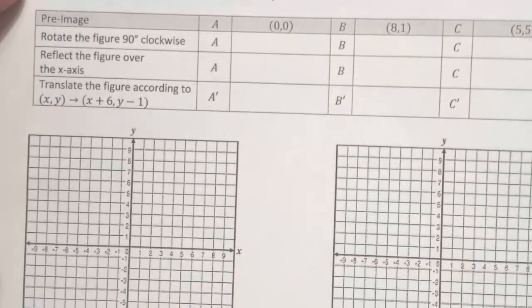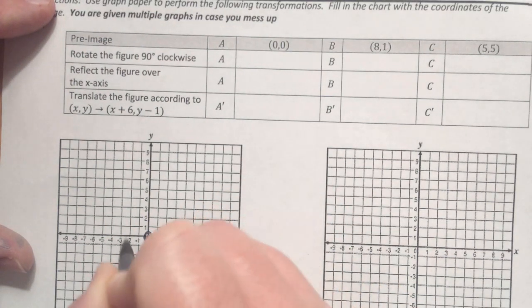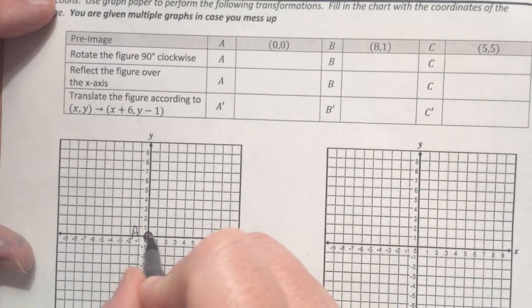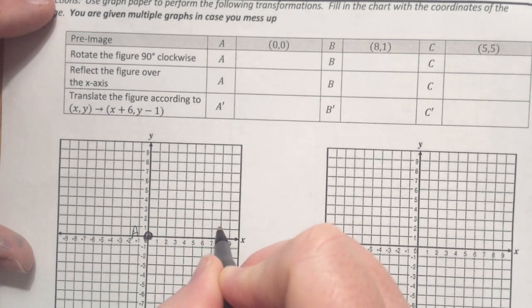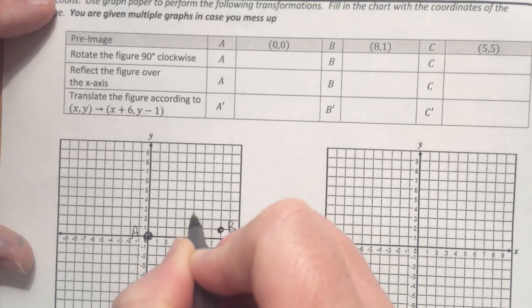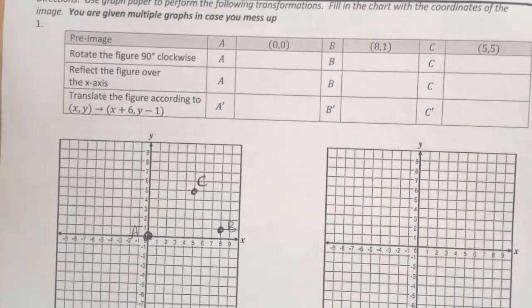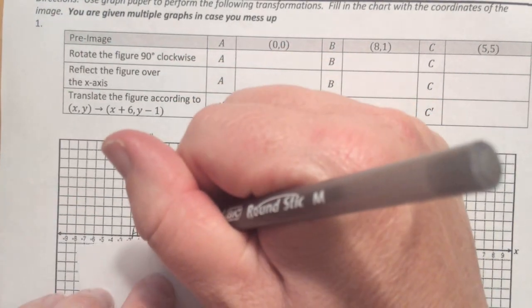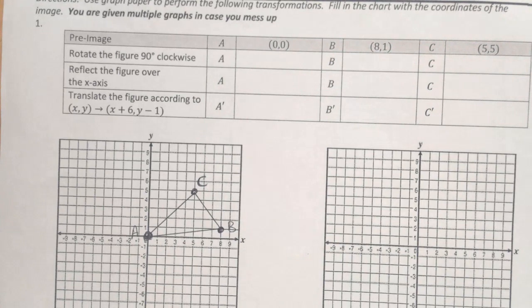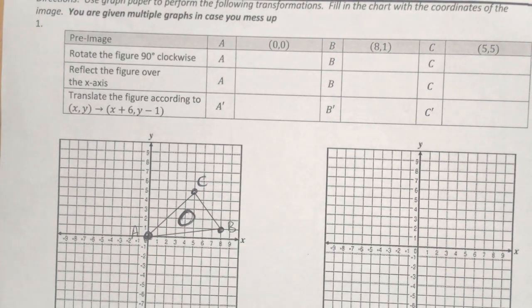So the points. Okay, A is at 0, 0. Okay, B is at 8, +1. So there's my B. And C is at 5, 5. All right, so those are my original coordinates. Okay, so I'm just going to put an O right there so I know that that was my original. And then we're going to just do each little thing.